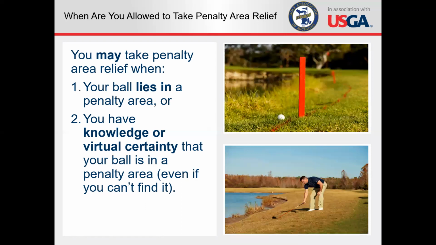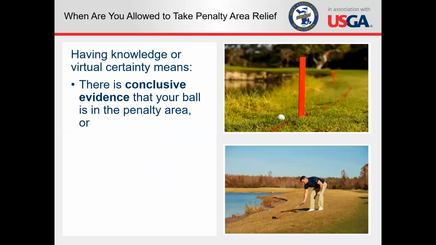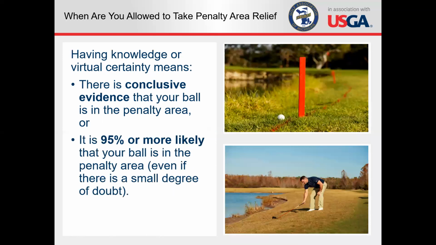And really, when we think of knowledge or virtual certainty, what we're saying is that there's conclusive evidence that the ball is in the penalty area. So we're going to look at things around there, if there's any trees or tall grass that might prevent it from going in the penalty area. But then we're also going to put a number to it and say that if it's 95% or more likely that their ball is in the penalty area, which is just allowing us to say that there could be the chance that it's not in there, but we're at least 95% sure that it is.